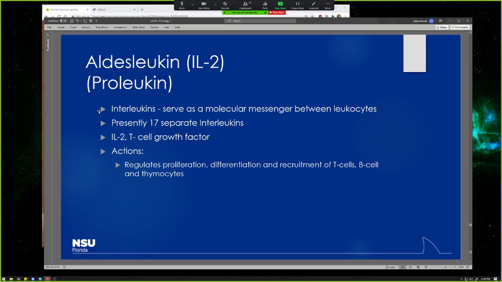Another one here is called Aldesleukin. This one is actually working with stimulating things like interleukin 2 and T cell growth factor. So again, helping to ramp up the immune system. So it's regulating that proliferation and differentiation, and basically helping to make more immune cells to actually attack these cancerous cells.